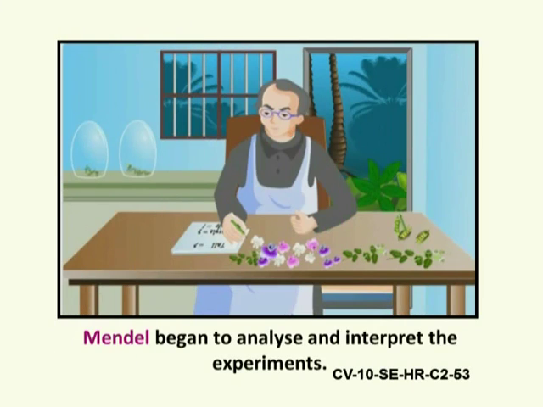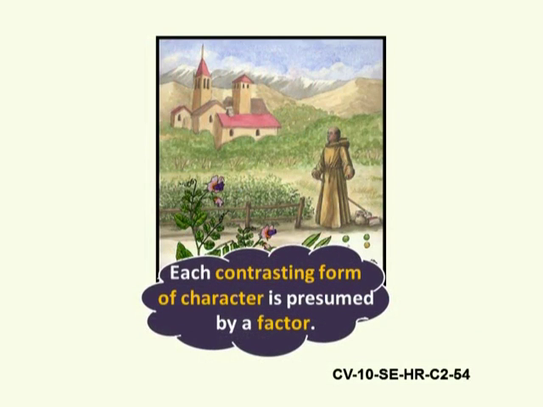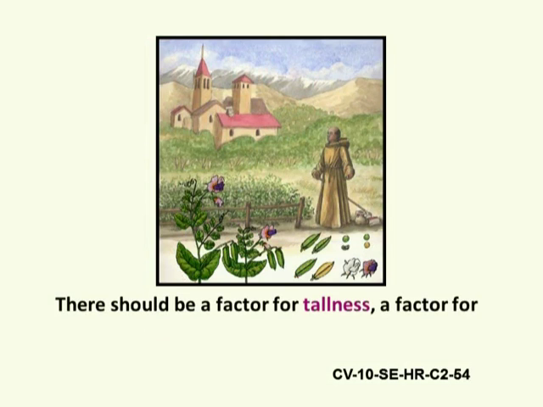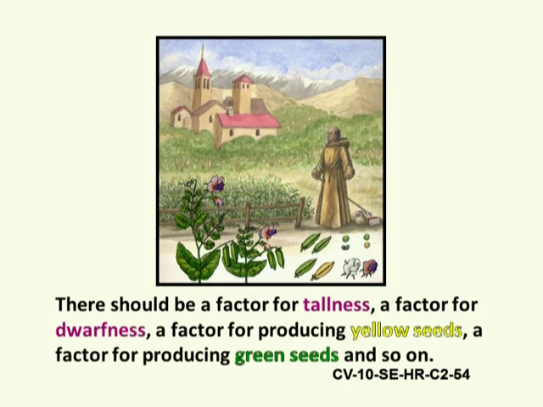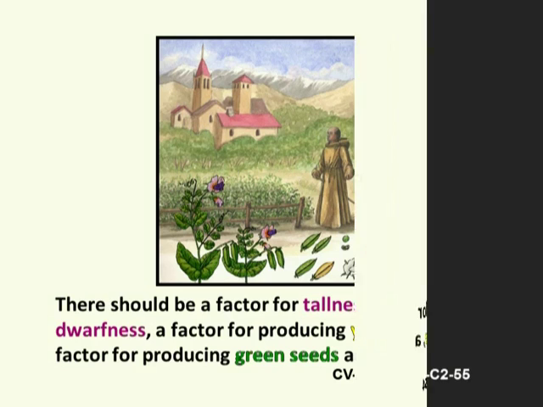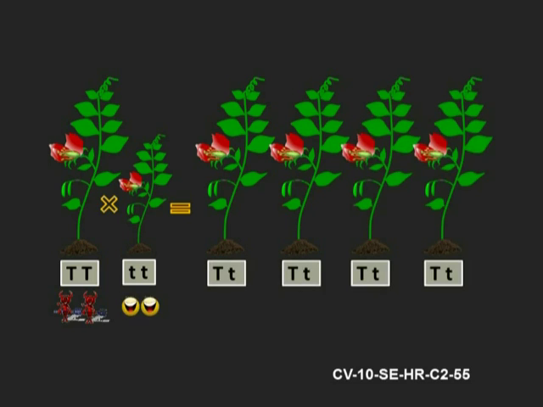Mendel then began to analyze and interpret the similar results obtained in all these experiments. He presumed that each contrasting form of character is controlled by a factor. That is, there should be a factor for tallness, a factor for dwarfness, a factor for producing yellow seeds, a factor for producing green seeds, and so on. In the experiments where the tall and dwarf were crossed, the F1 plants, though all tall, must have contained the factors for both tallness and dwarfness.